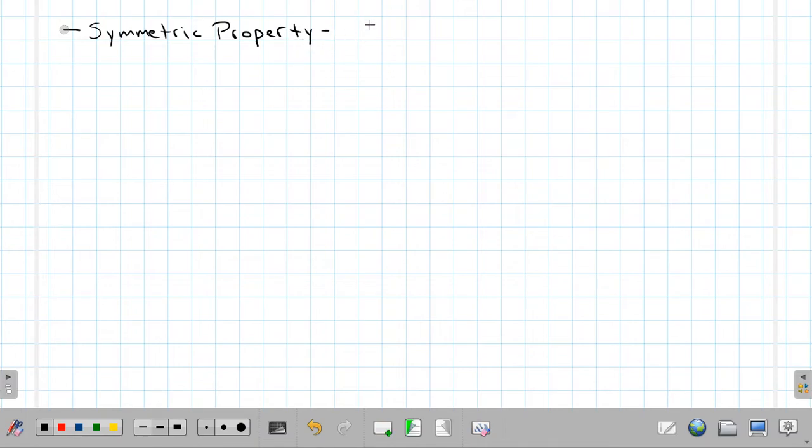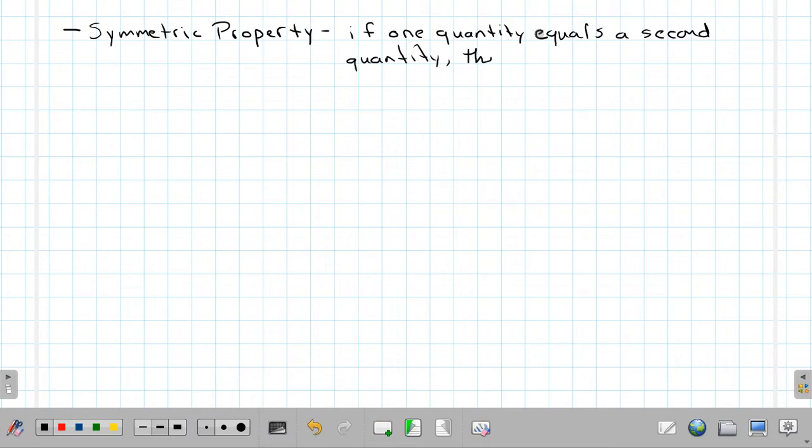Okay, and what the symmetric property tells us is if one quantity equals a second quantity, then the second quantity equals the first.